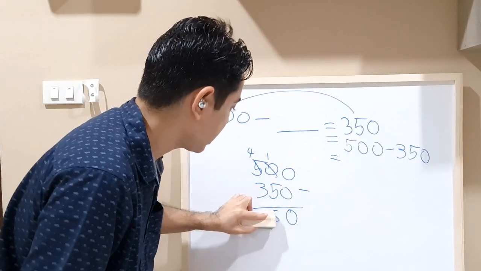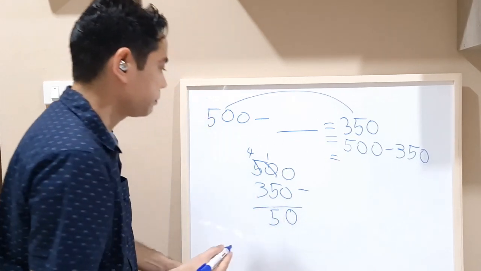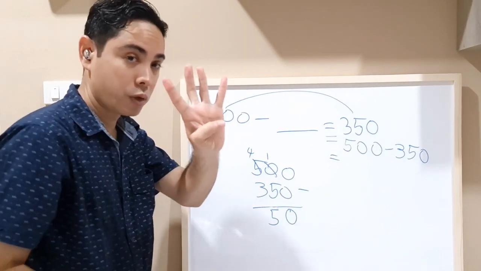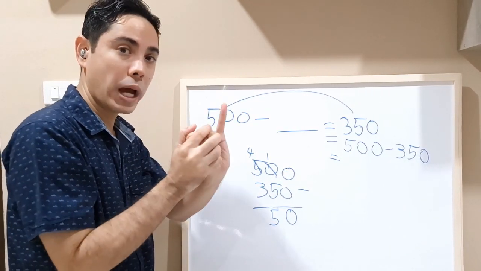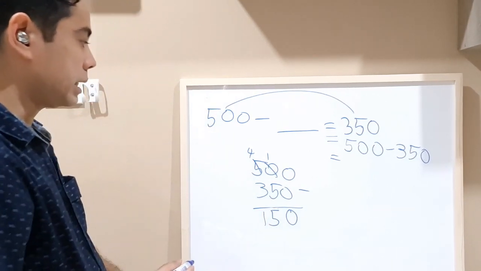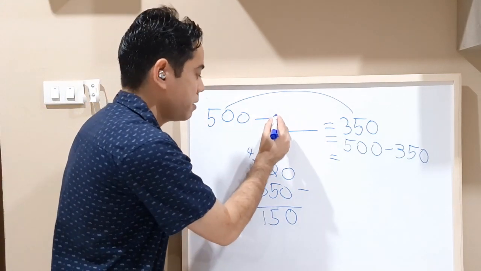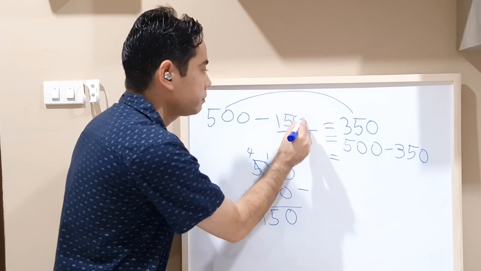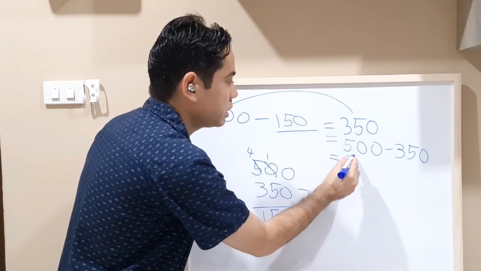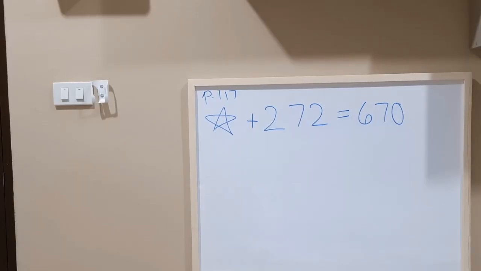Oops, let me write a better number. Okay, 5. And 4, take away 3. 1, 2, 3, you have 1. And that is the missing number. So 500 minus 150 will give you 350. So this is the answer. Okay, let us continue.